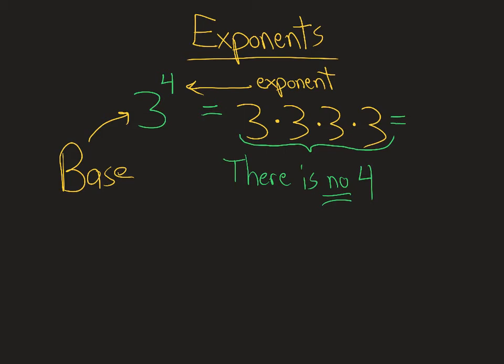And you can work this out by grouping these up. So I can go 3 times 3 is 9. Another 3 times 3 is 9. And now I know 9 times 9 is 81. Okay? That's what 3 to the 4th power is. That's just a basic review of exponents.